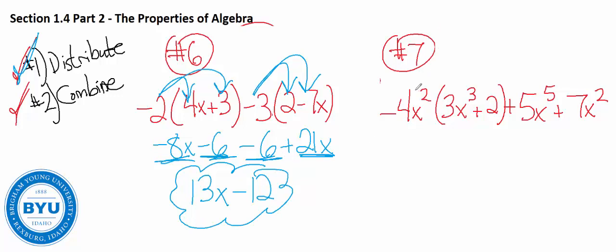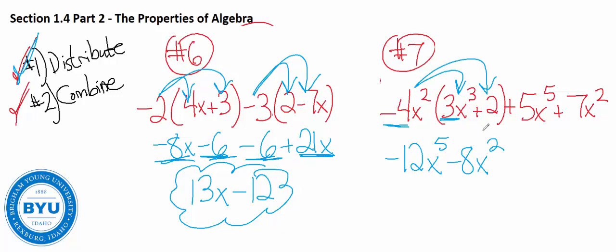Number 7, let's distribute the parentheses. Ooh, a little harder here. We're going to have to use our laws of exponents. Negative 4 times 3, that's negative 12x to the, what do we do with our exponents? Hopefully you haven't forgotten that from part 1. You bet, it's add. Then we take our negative 4 in. So negative 4 times 2, that's negative 8x squared. And then we've got plus 5x to the 5th plus 7x squared.